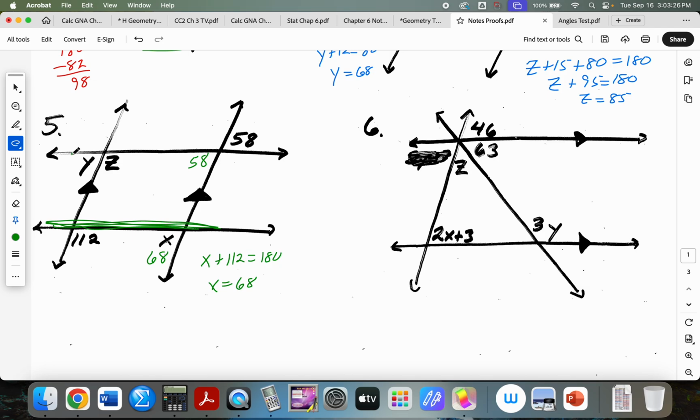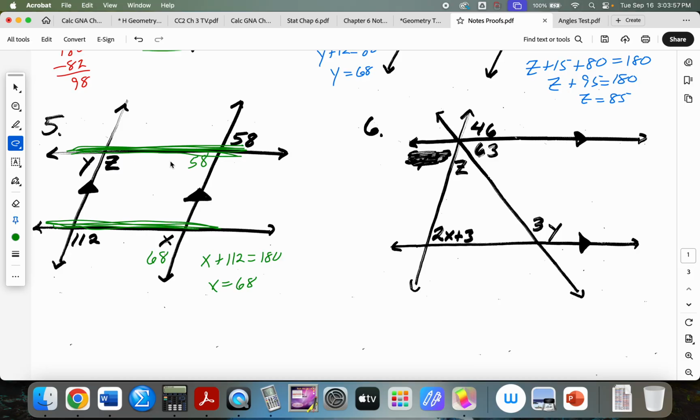But now let's go this direction. Is y related to the 58? So far I've heard no, yes, no, yes. I changed it to yes because it crosses two. Is this green line crossing parallel lines? Yes, so there is a relationship.